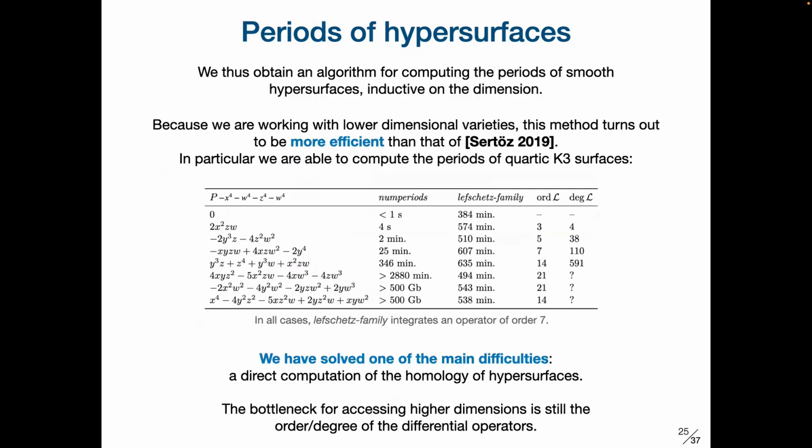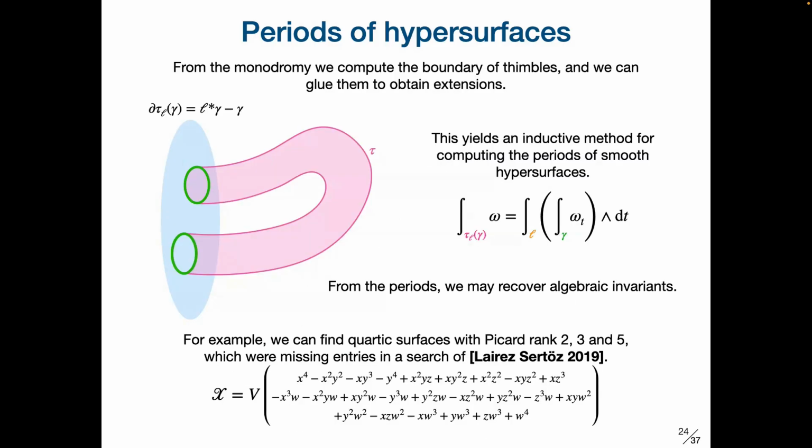You can sort of see why the Picard ranks 2, 3, and 5 were missing in the search for explicit quartic equations for all possible Picard ranks for K3 surfaces by Pierre Lairez and Emre Sertöz. And one of the reasons why, for example, they could not compute the periods of this is that this equation is quite far in terms of number of monomials from the Fermat equation. So their method is only well adapted for quartic equations that are very close to Fermat.